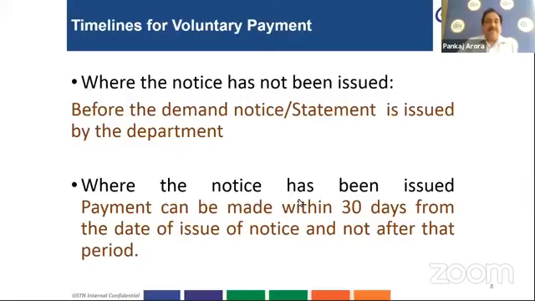As for the timelines for voluntary payment, there are two types. Where the notice has not been issued, the communication for voluntary payment is to be done before a notice or a statement is issued by the department. And in case the demand notice has been issued by the department, the taxpayer can make such payment and furnish its communication in form DRC 03 within 30 days from the date of issue of notice. But it cannot file DRC 03 after a period of 30 days from the date of issue of notice.